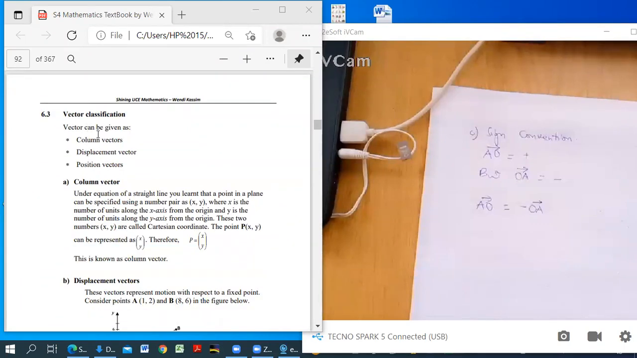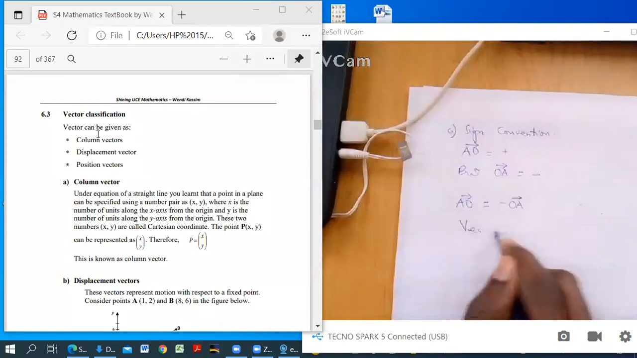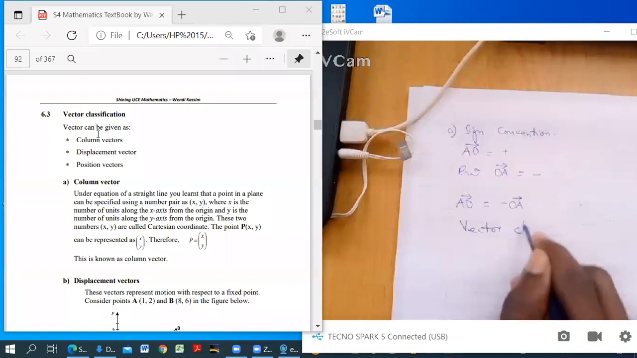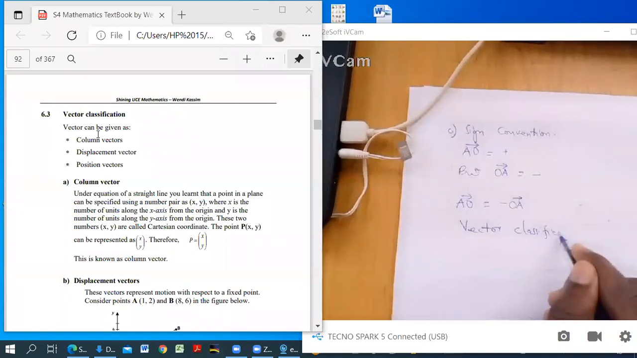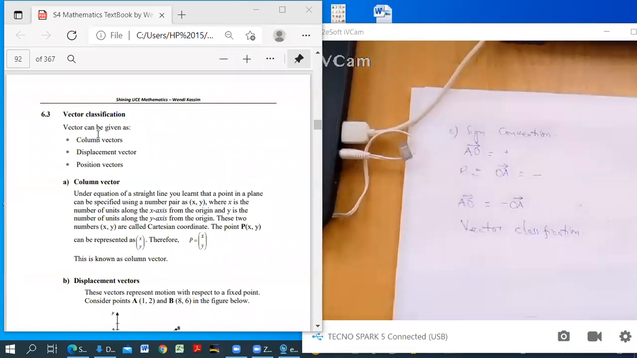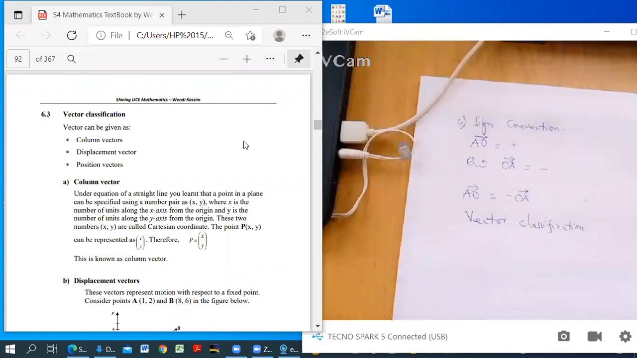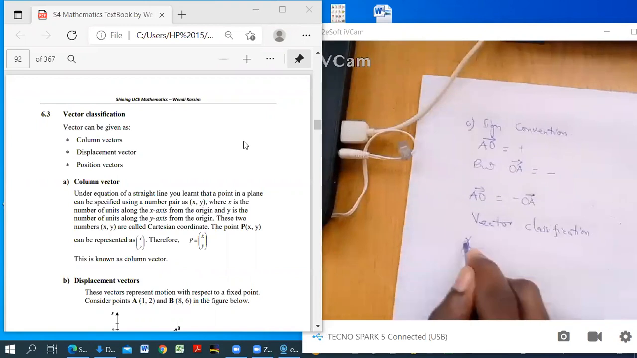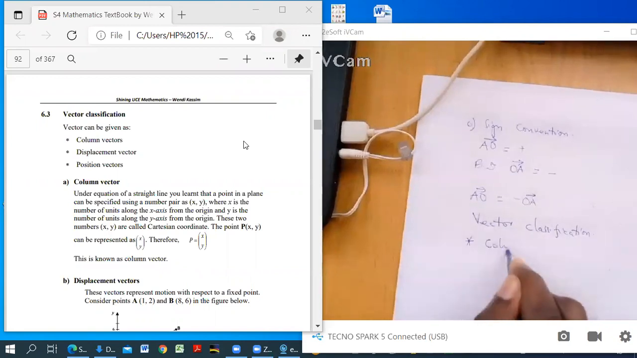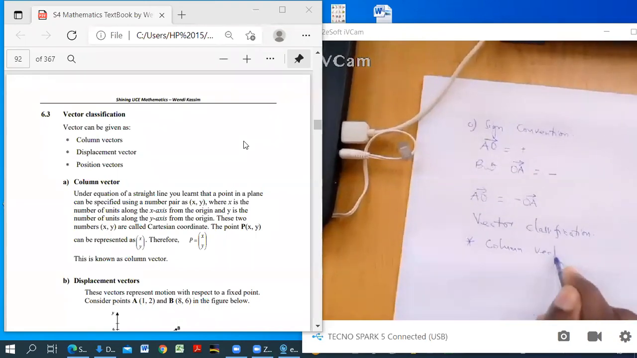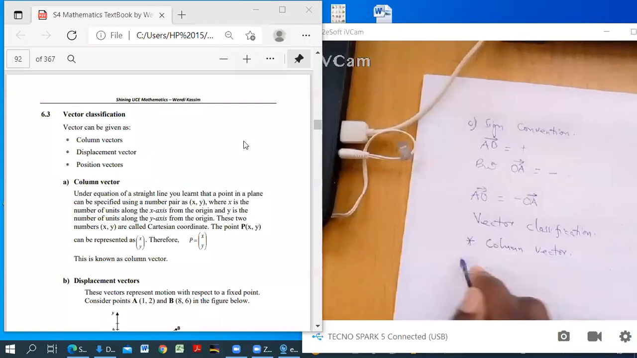Vector classification. How do we classify vectors? Write down vectors. Vector classification. How do we group them? We have three ways in which we can classify vectors. One is a column vector. Then the second one is what we call displacement.